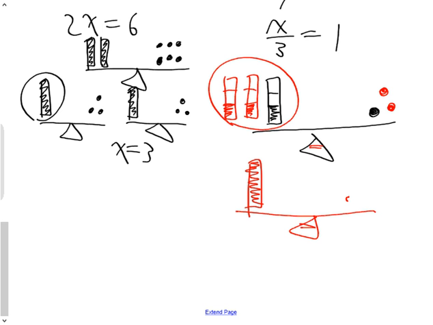Is equal to 3. Let's just be shaded in. And we have our solution of x equals 3. If I go back and just double check, and instead of having an x, I put a 3 there. Is 3 divided by 3 1? Yeah, so x is equal to 3.